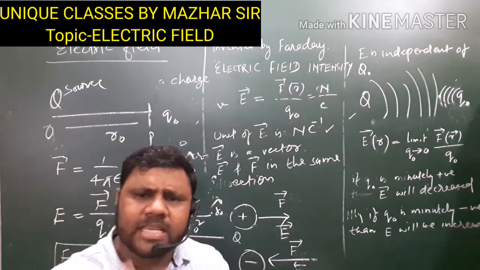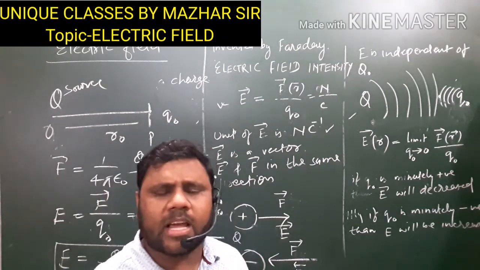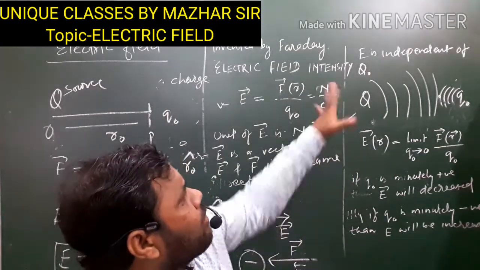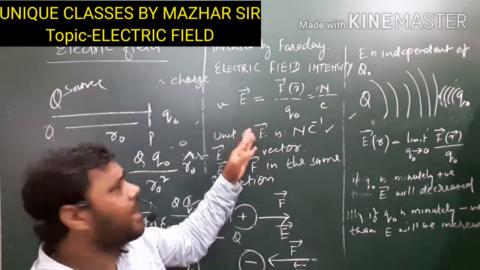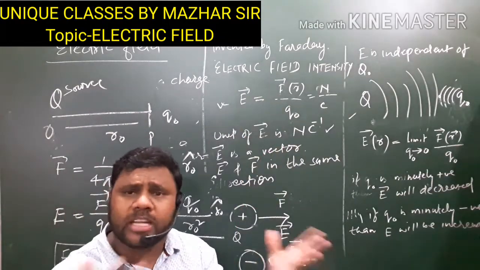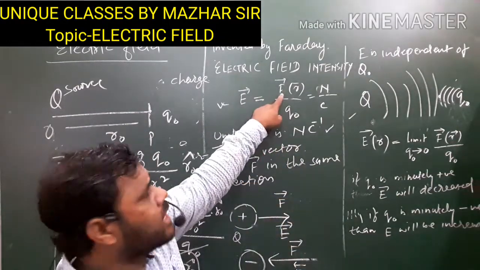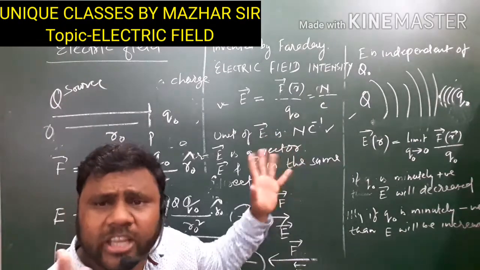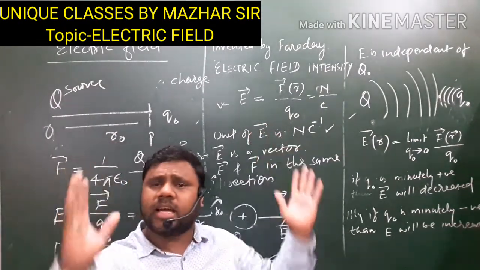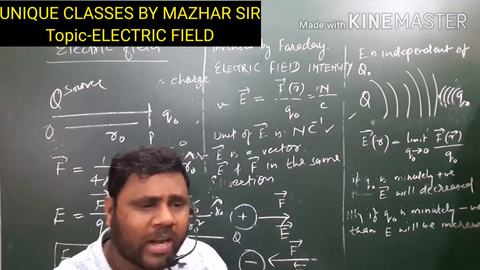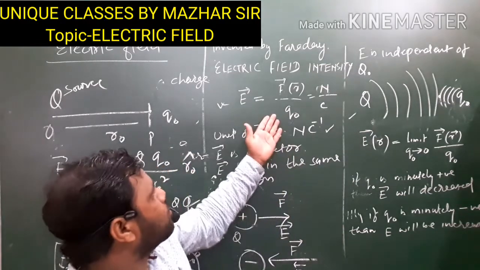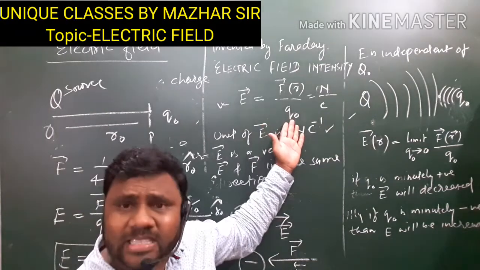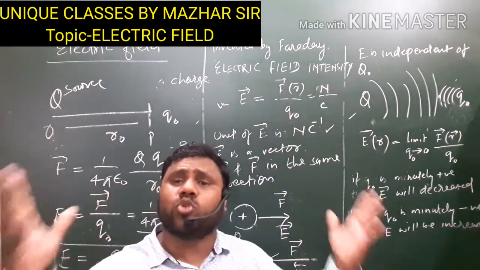Now the major thing I come in this class to discuss about the electric field intensity is the expression. You can see the expression is independent of the test charge. You can see F by q naught, it is not q. The expression says that the electric field intensity is independent of the source charge.